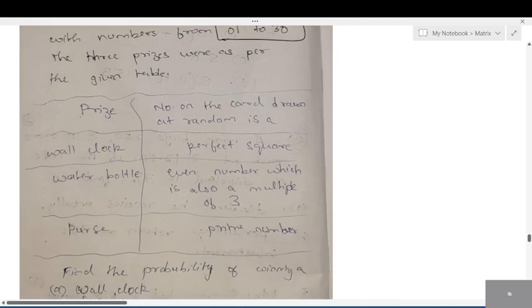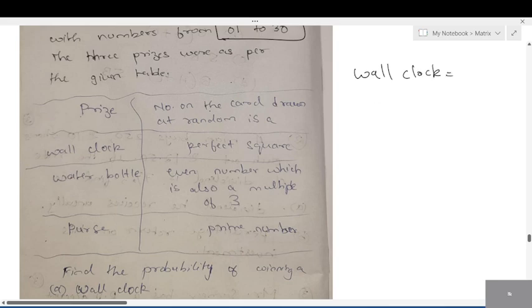According to this, first write for the wall clock. Total number is 30. Number on the card. Okay, what she does is she picks a card, students. She picks a card. Number on the card drawn at random is what's the first question for the wall clock? What does she pick? What's the value given here? Perfect square. So write wall clock here.